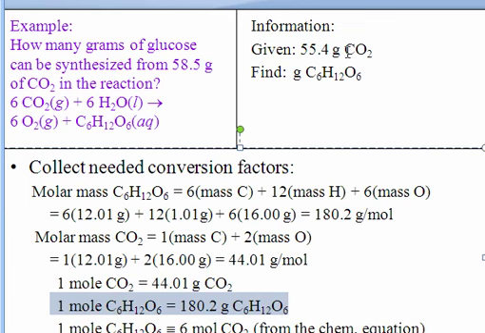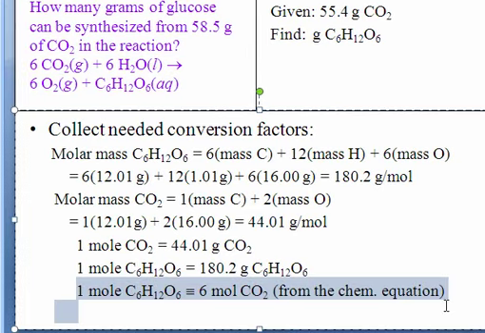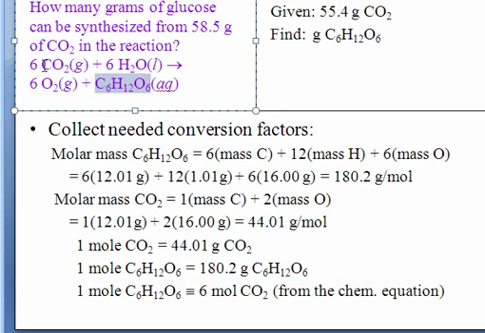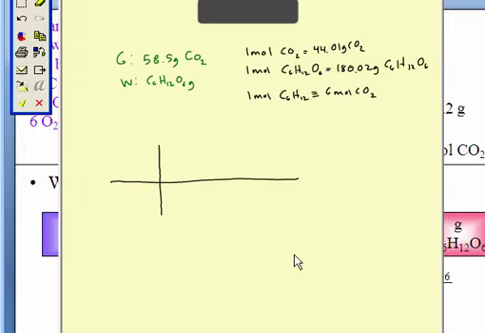And we need those because we're going to have to go between grams and moles anytime we do stoichiometry if we're given grams. We're also going to need our conversion factor from the balanced chemical equation that tells us the relationship between glucose and carbon dioxide. Okay, so now we're going to do our railroad math.